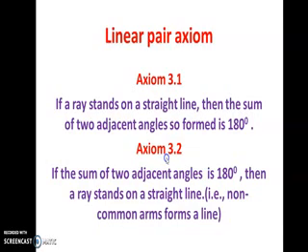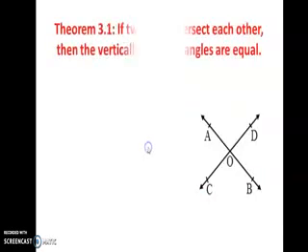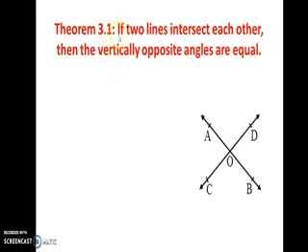Now, let us prove one theorem by using this linear pair axiom. Here it is, theorem 3.1. If two lines intersect each other, then the vertically opposite angles are equal. Okay, children, let us prove now. In the statement, it is given that two lines intersect each other. You are familiar with intersecting lines. Intersecting lines are two lines which share exactly one point, isn't it?